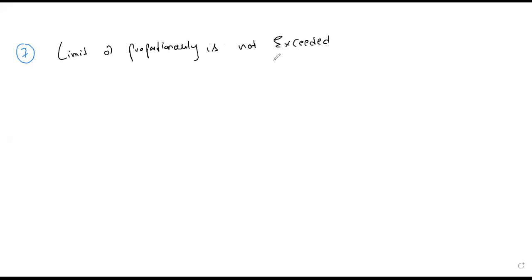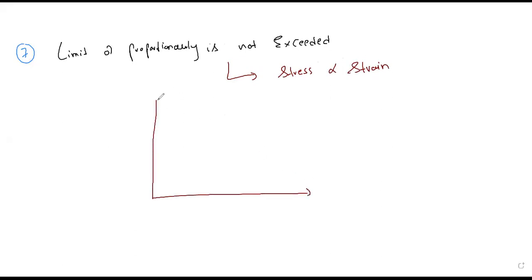What happens when the limit of proportionality is not exceeded? Stress is directly proportional to strain. Very good. Your stress is directly proportional to strain, meaning it obeys Hooke's law. On the load versus deformation graph, till this point is called the limit of proportionality. So at this point, stress is directly proportional to strain, which indicates a linear curve.